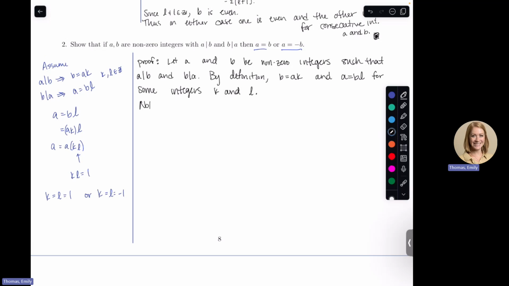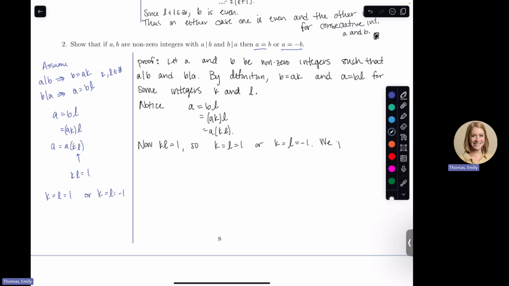Notice a equals b times l, which is equal to a times k times l, which is a times kl. Now, kl equals 1, so k equals l equals 1, or k equals l equals negative 1. We proceed with cases.